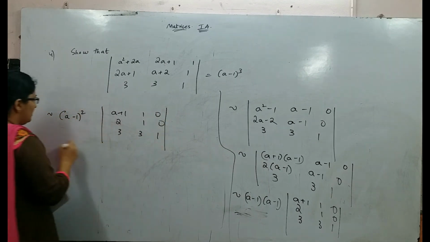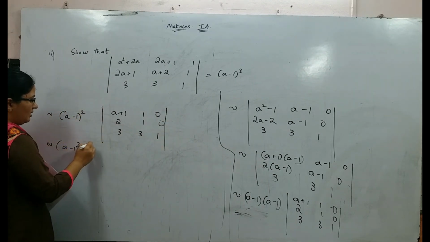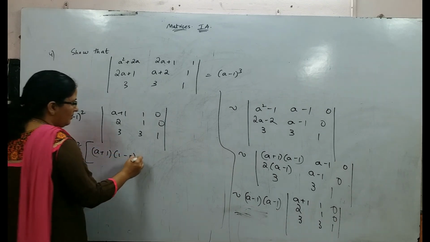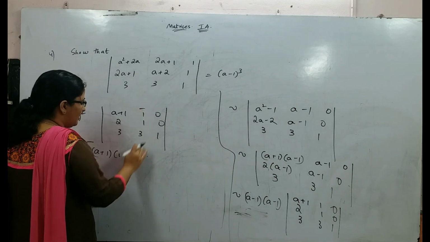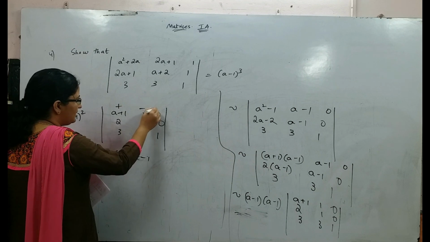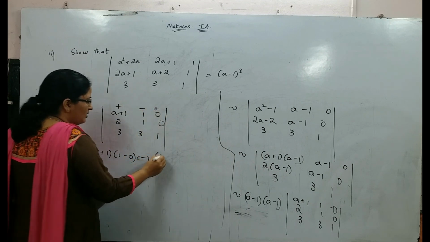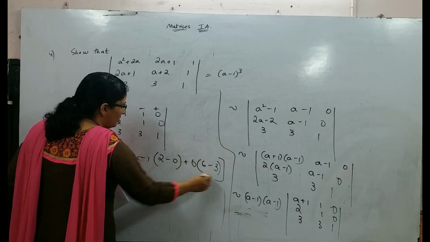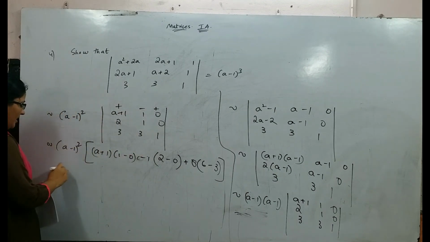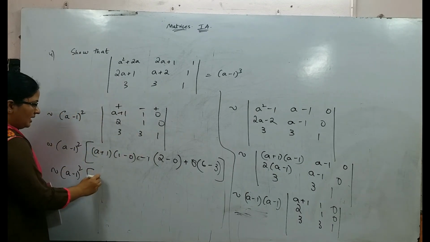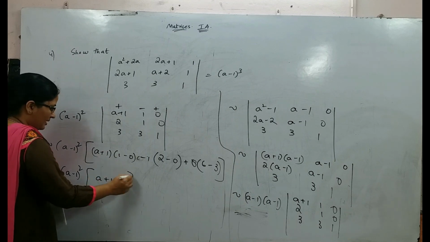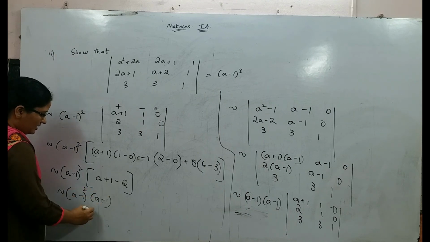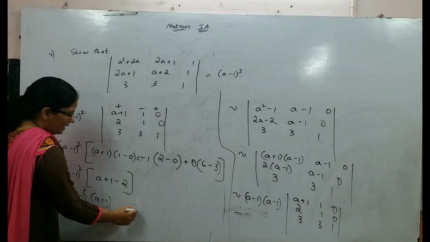This is a minus 1 whole square into a plus 1 into 1 minus 0, plus minus 1 into 2 minus 0, plus 0 into 6 minus 3. That is what you have. So here you have a minus 1 whole square, a plus 1 minus 2, that is a minus 1 whole square into a minus 1, that is a minus 1 whole cube. Hence proved.